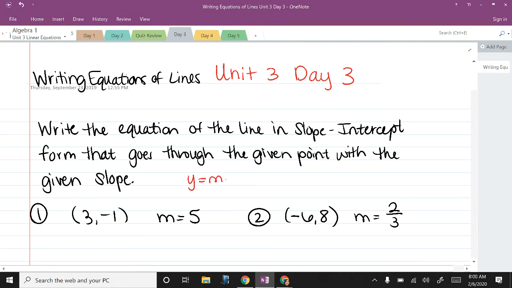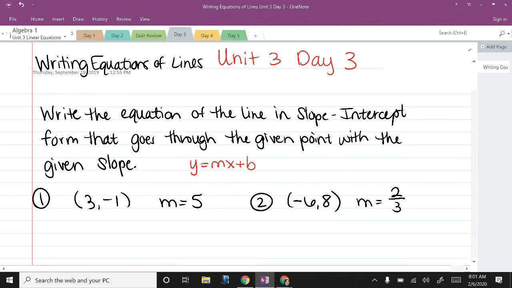y equals mx plus b. We're familiar with that. And what does m represent? The slope. And b represents the y-intercept. So what two things do you need to write the equation of a line? Slope and the y-intercept, correct?